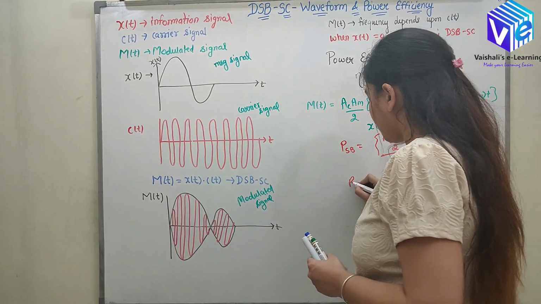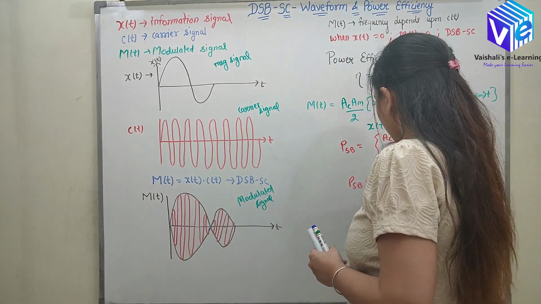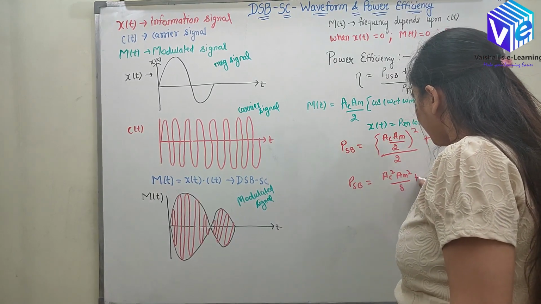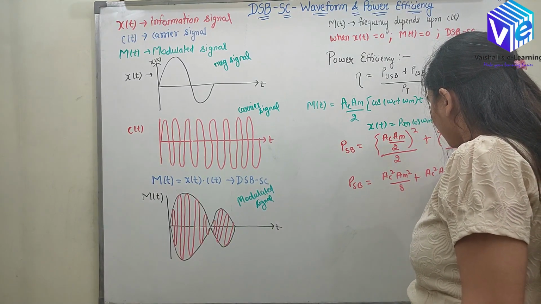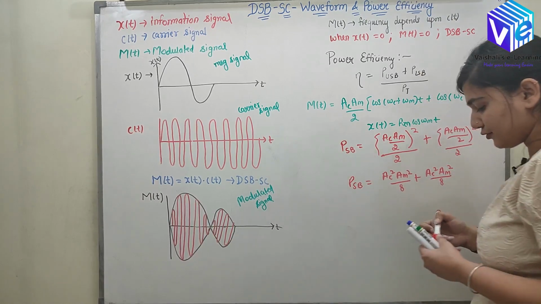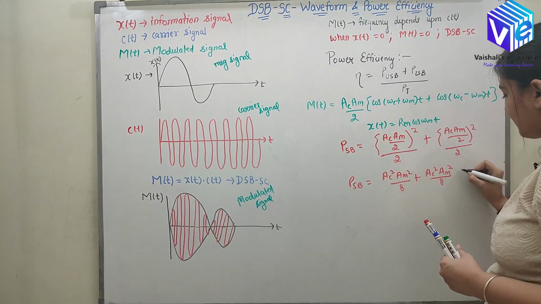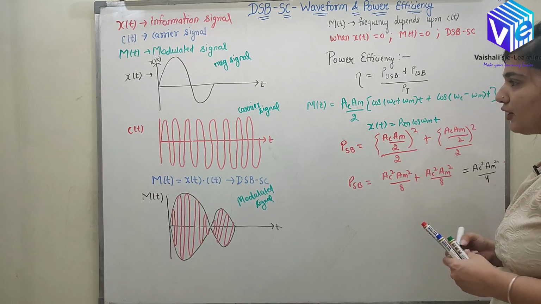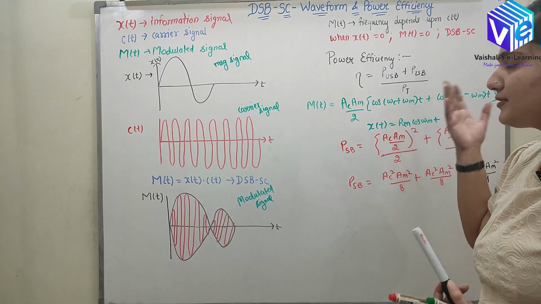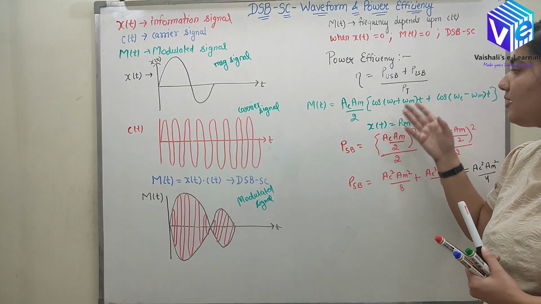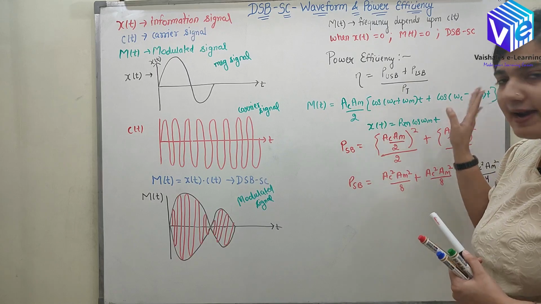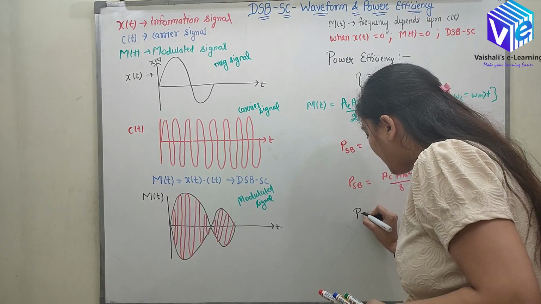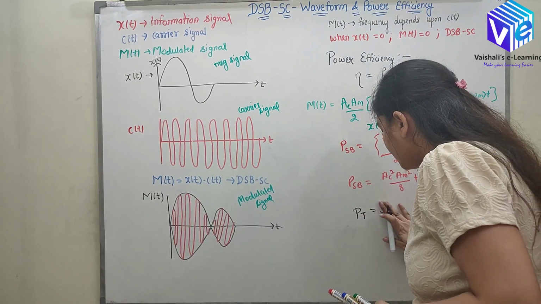So the power of the sideband would be Ac square Am square upon 8 plus Ac square Am square upon 8. So I can find that it is equal to Ac square Am square upon 4. Now if I talk about the total power, there is no carrier information other than these sidebands. I just have the sidebands in my modulated signal. So the total power is also equal to the power of the sideband.